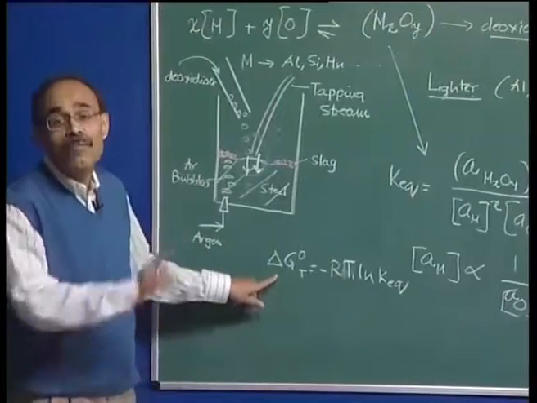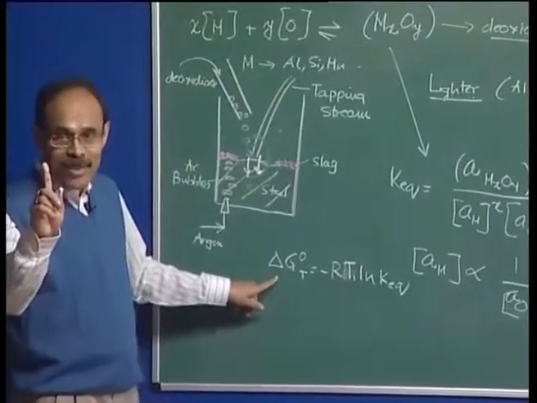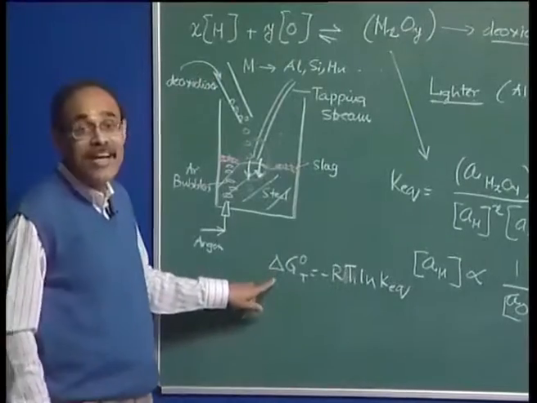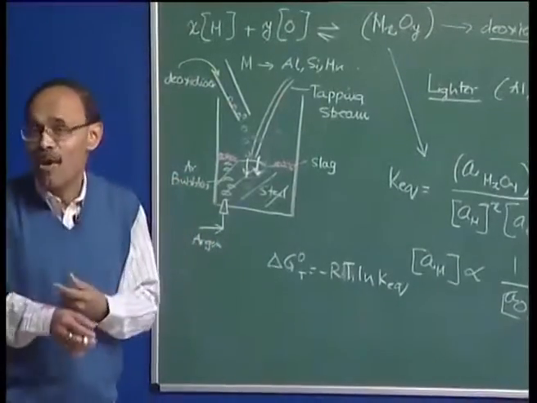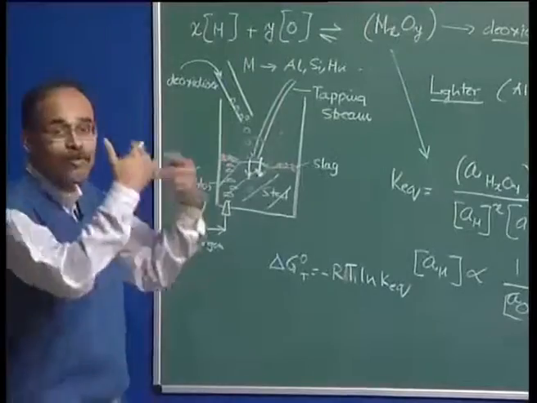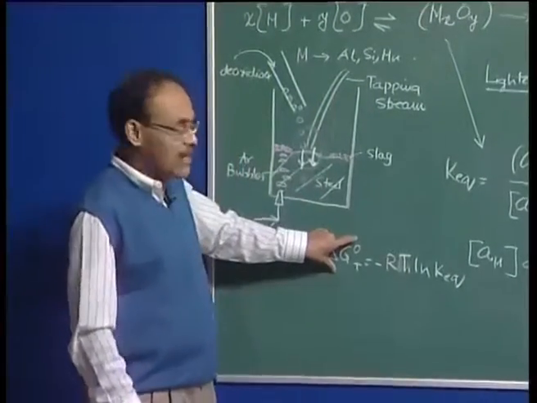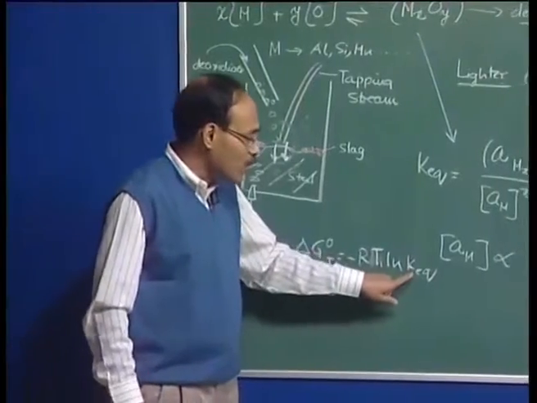And how do I know? Because this is tabulated in thermodynamic data books. Many people have done experiments and have determined this data. So, determination of data is a very important step for us, particularly when we evolve new systems. So, knowing the value of delta G naught, I should be able to calculate the value of K equilibrium.